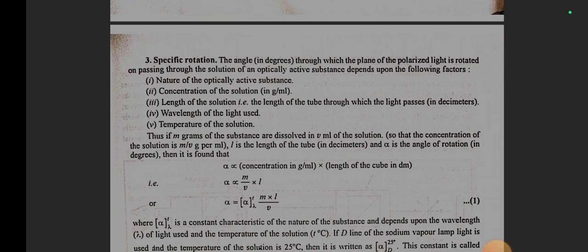3. Specific rotation. The angle through which the plane of polarized light is rotated on passing through the solution of an optically active substance depends upon the following factors. Number 1. Nature of optically active substance. Number 2. Concentration of the solution. Number 3. Length of the solution, that is, length of the tube through which light passes. Number 4. Wavelength of light used. Number 5. Temperature of the solution.